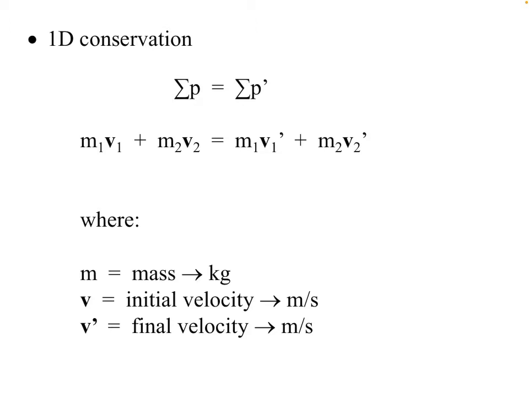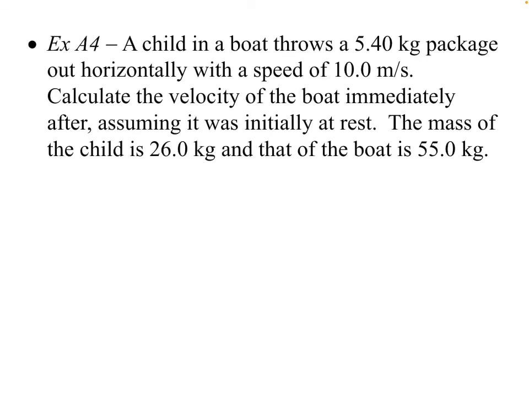So that is conservation of momentum: if no external forces are acting and the only forces are the ones within the system, then we have a conservation of momentum before and after. We can use the sum of our momentums before equaling the sum of our momentums afterwards to usually find the speed of something after a certain collision. So for example, say we have a child on a boat and he throws a 5.40 kilogram package out horizontally with a speed of 10 meters per second.